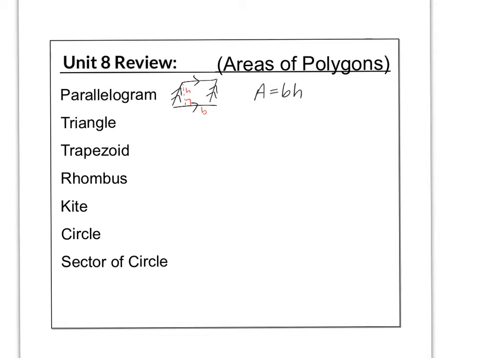This formula also works for rectangles and squares because they are also parallelograms. Next we have triangle. And of course you remember what a triangle looks like. And the formula for area of a triangle is base times height divided by 2. Again, if this is your base, your height has to be perpendicular to your base. Next, let's talk about trapezoid. Trapezoid is a quadrilateral with one pair of parallel sides. The formula for area is height times base 1 plus base 2 divided by 2.